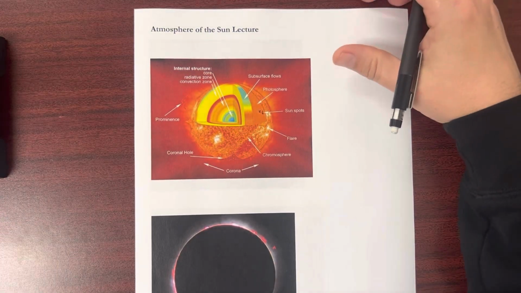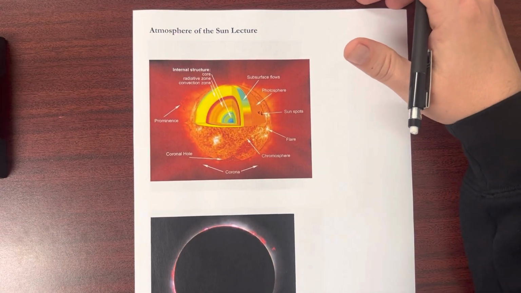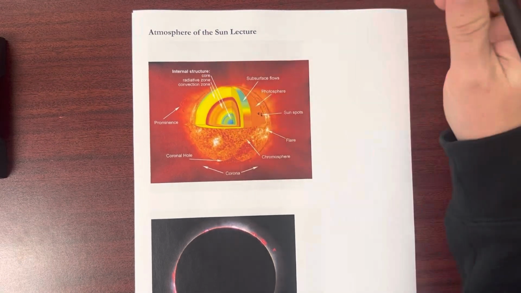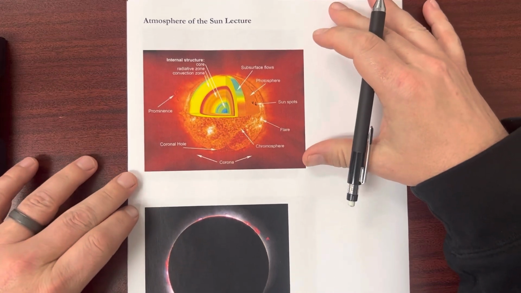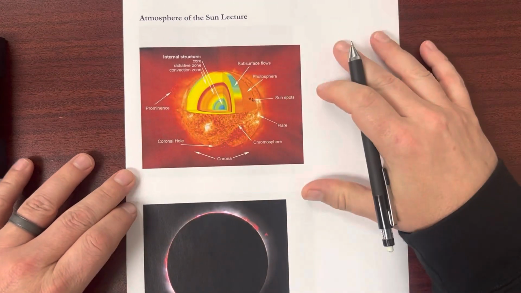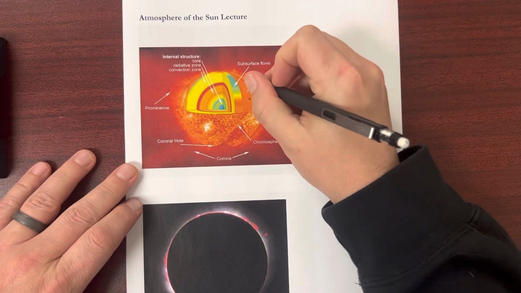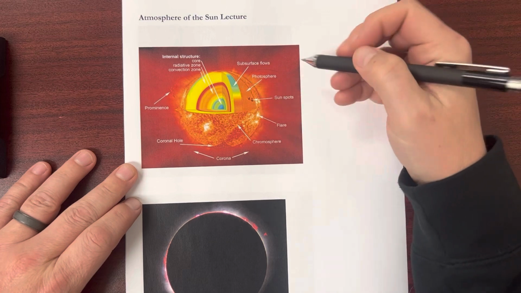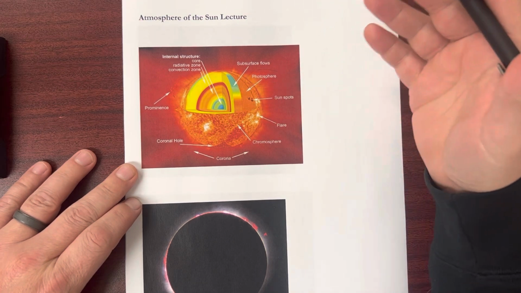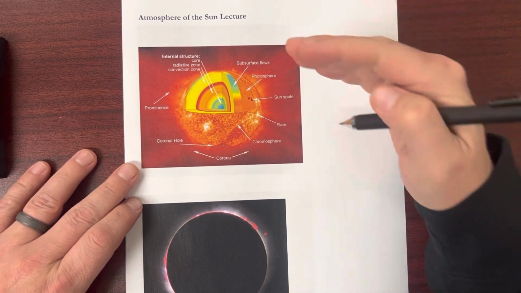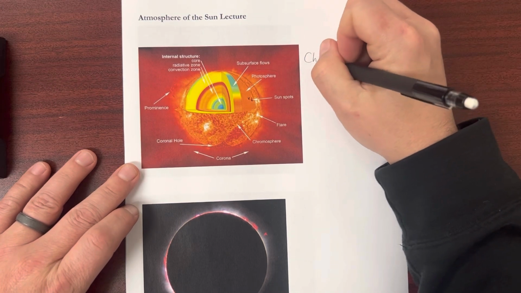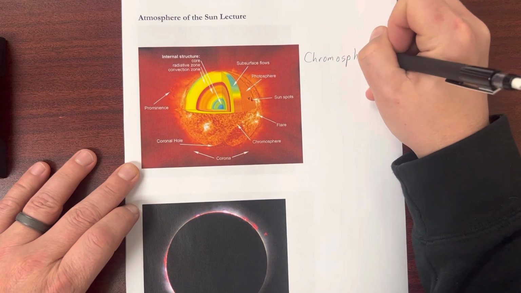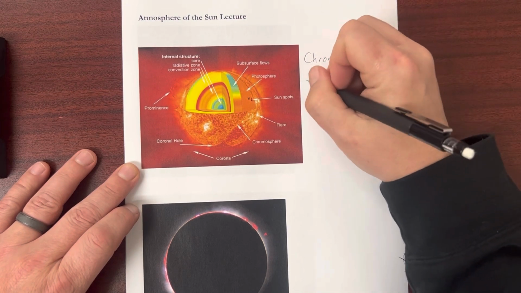Good morning. Today I'm going to talk about the different layers and characteristics of the sun's atmosphere. When we talked about the surface of the sun, we said that was called the photosphere. And the photosphere is about 6,000 degrees Kelvin, and right above that is the chromosphere. Now, the chromosphere is the start of the sun's atmosphere.